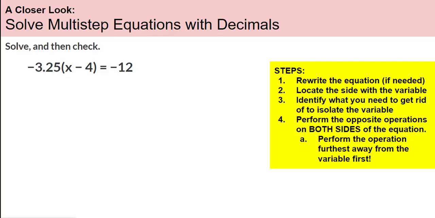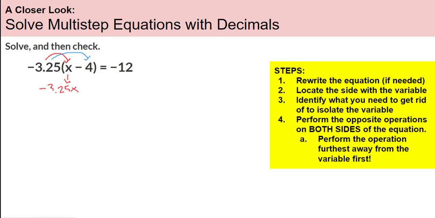Now remember, there's a couple ways you could do this. You could decide to say, you know what, I'm going to use the distributive property, and I'm going to multiply -3.25 by everything on the inside of this parentheses. Now that means I would have -3.25x, right? Because I did -3.25 times x, so that's that one.